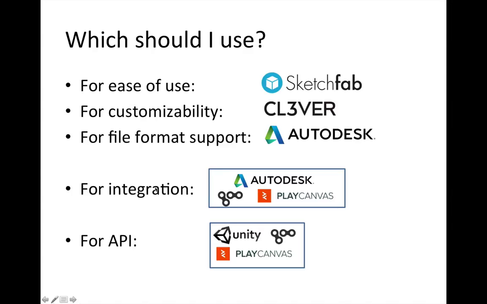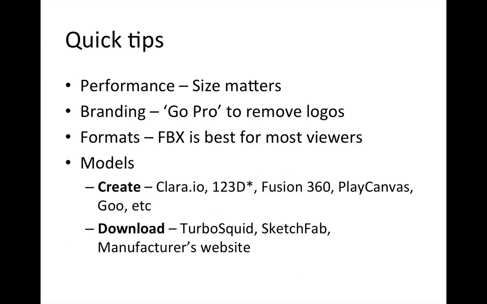For integration with the rest of your web page, Clever was close here, but I chose Autodesk, Goo and Play Canvas for that. And then for the API, if you really want a good API to control everything about the 3D model, you've got to go with one of the game engines. As I say, Unity is C# using Mono on the Mac. Goo and Play Canvas are JavaScript. Okay, and finally, before I go, just some quick tips to help you along the way.